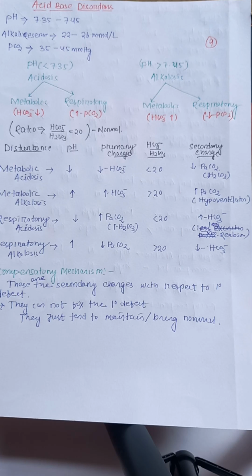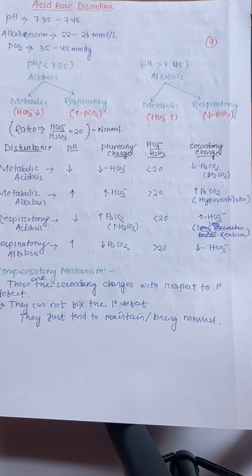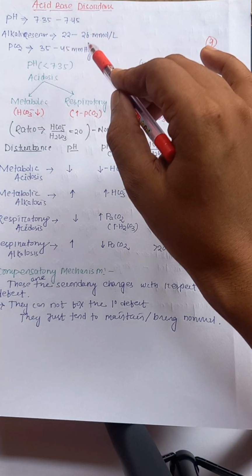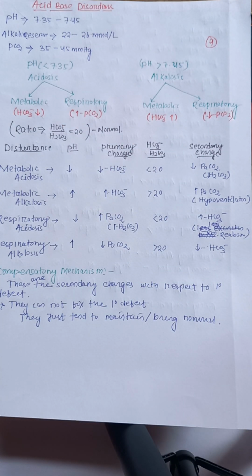Let's see some acid-base disorders. Acid-base disorders are generally four types: respiratory and metabolic, alkalosis and acidosis. You should remember this before doing this. Our blood pH is 7.35 to 7.45. Alkali reserve is 22 to 26 millimoles per liter, and alkali is nothing but HCO3-, the bicarbonate ions. And partial pressure of CO2 is 35 to 45 mm of Hg. These are some basic things.